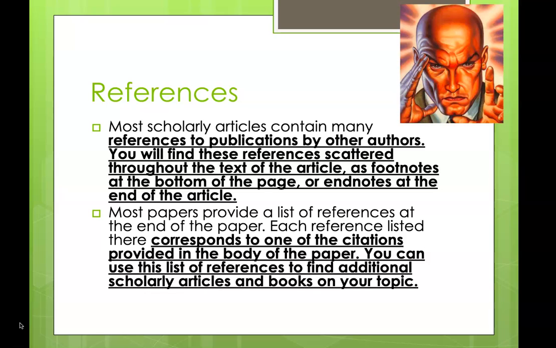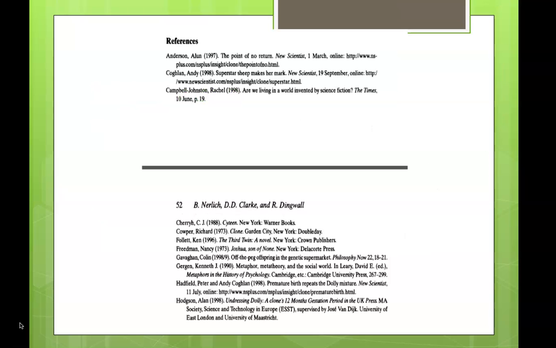Finally, most scholarly articles contain many references to publications by other authors. You will find these references scattered throughout the text of the article as footnotes at the bottom of the page or endnotes at the end of the article. Most papers provide a list of references at the end of each paper. Each reference listed there corresponds to one of the citations provided in the body of the paper. You can use this list of references to find additional scholarly articles and books on your topic. Think of the references as a research shortcut. If you found good information in a scholarly article, you can find links to other related sources in the references before you head back to the library databases.